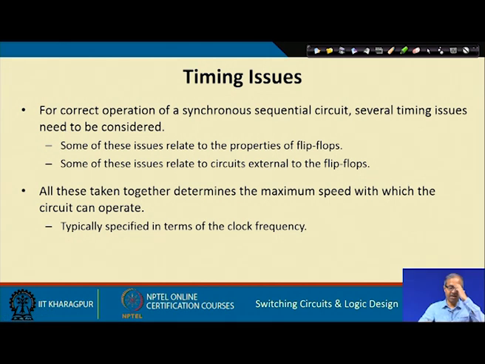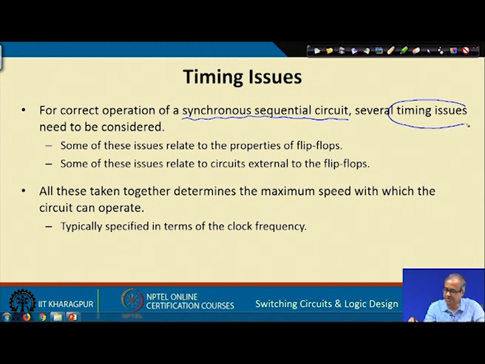Let us first try to understand why timing issues are important in a synchronous sequential circuit. Let me repeat, a sequential circuit is said to be synchronous if there is a clock frequency and all state changes and outputs are generated in synchronism with the clock. So, there is a clock which is fed to the flip flops, and the flip flops would be changing the states in synchronism with the clock edges.